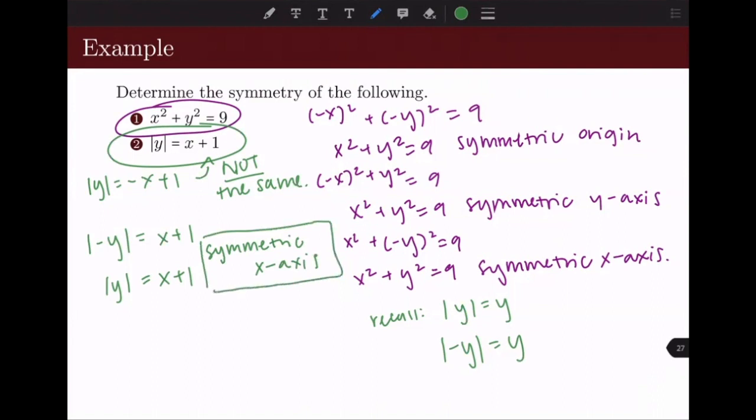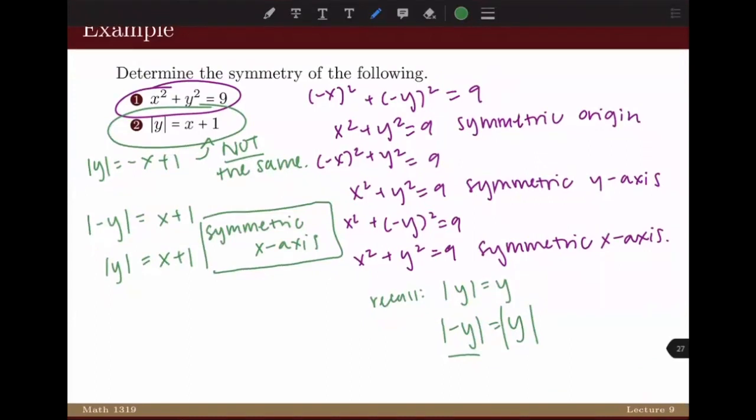I'm sorry, I probably should have said that the absolute value of y is equal to the absolute value of negative y. That was my bad. Lastly, let's plug in both negative y and negative x. Here we end up again with the absolute value of y equals negative x plus 1. And this is not the same as our original function, which had just an x and not a negative x. So the only symmetry is going to be about the x-axis for number 2.